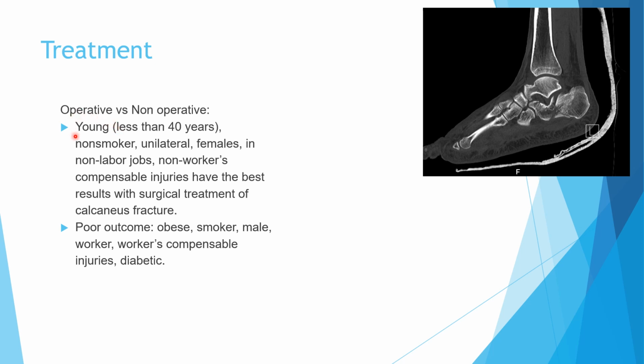One of the things is to tell him, when do you expect to have a good result? It's in young patients, female, non-workers comp, non-smoker, unilateral, non-labor. Poor outcome, on the other side, is in the obese patient, the diabetic patient, very important. In diabetic patients, I usually try to stay away from surgery.